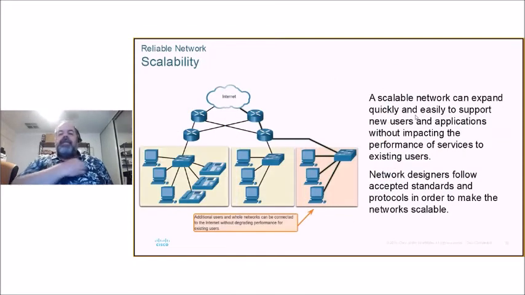Now, scalability means you can grow the network and add users, and it will still work well. And so you can support those new users and applications without impacting the performance and services of the existing users. And so network designers follow accepted standards and protocols in order to make networks scalable.